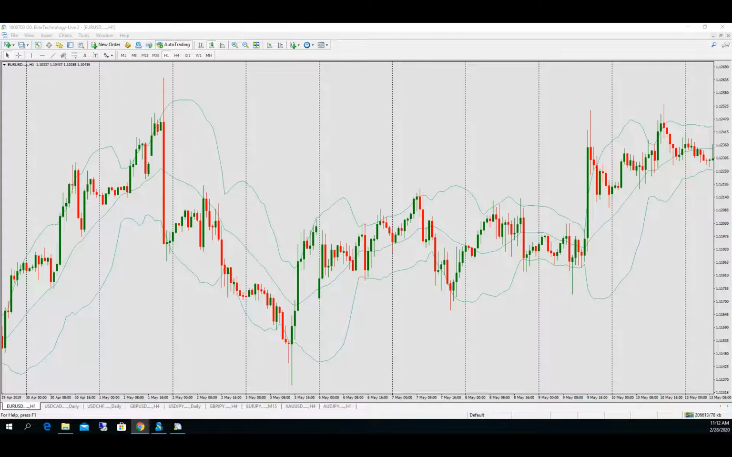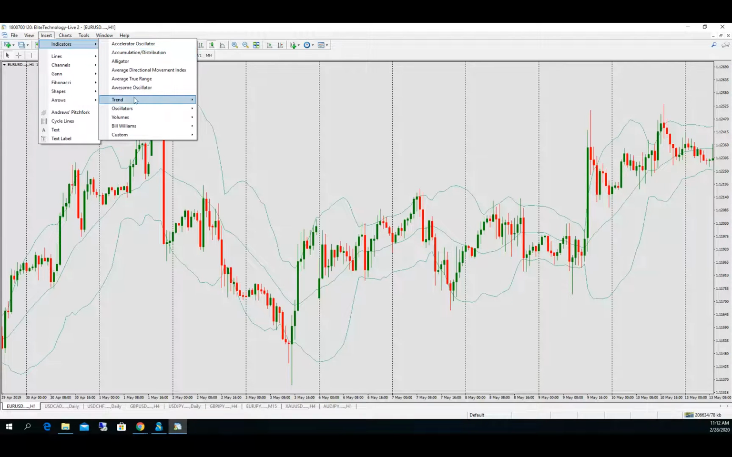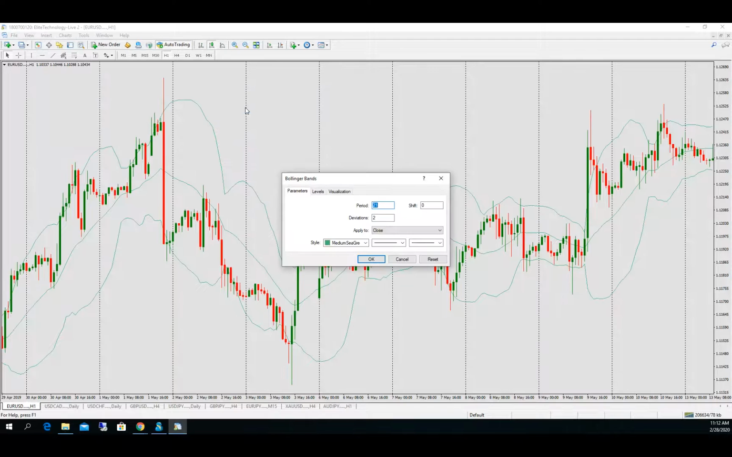Today I would like to introduce you to a system which relies only on one indicator, which is the Bollinger Bands. First, for those who don't know, I would like to show you how to insert the Bollinger Bands into the chart: go to the top menu, insert, indicators, trend. Then you choose the Bollinger Bands indicator.